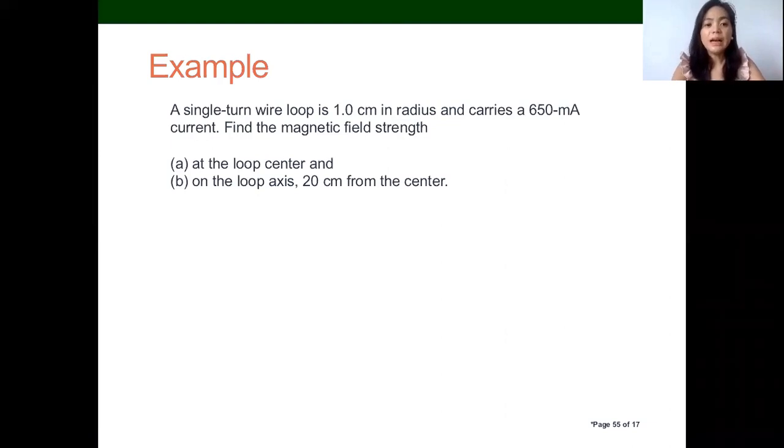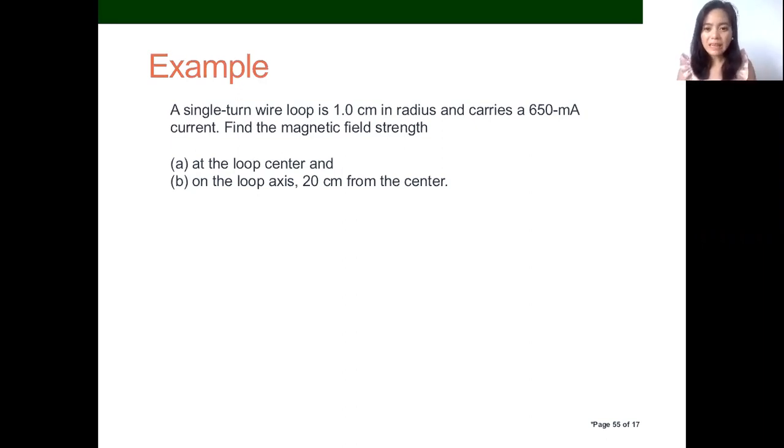So today we will discuss magnetic field, how to compute the magnetic field inside and outside of different conductors with different current distribution. Okay? So we have here an example. A single wire loop is 1.0 centimeter in radius and carries a 650 milliamperes current. Find the magnetic field strength at the center and on the top axis, which is 20 centimeters from the center.